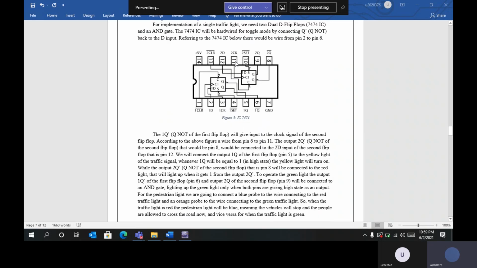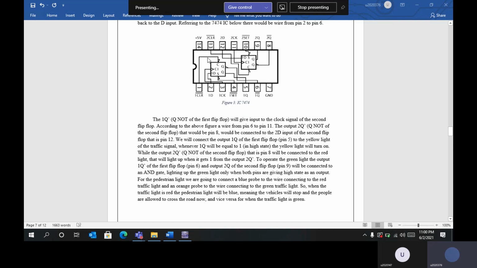As for the clocks, the first clock would be an external clock, while the second clock for the second flip-flop would be given the connection from the Q naught output of the first flip-flop.